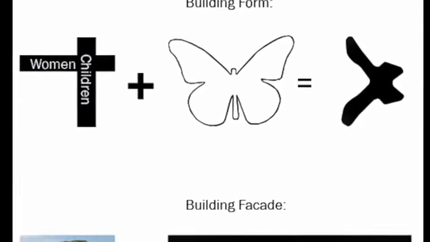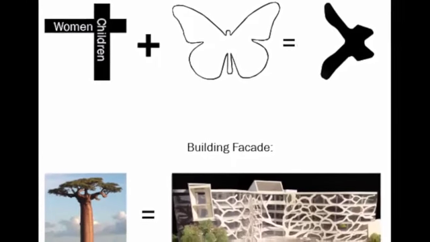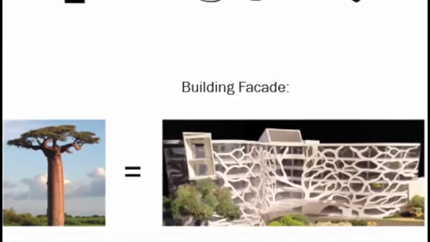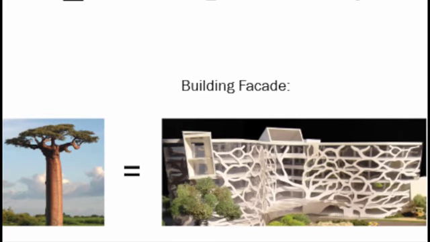The facade of our building was inspired by the iconic baobab tree, also known as the Tree of Life. It holds water in its trunk and can withstand drought for many years. In this way, it symbolizes the strength of a woman and the hope for a child.